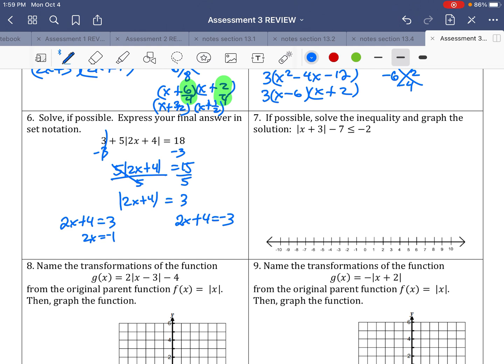Over here, take away 4, so I get 2x equals negative 1. Divide, so I get negative 1/2. Here, when I take away 4, I get negative 7, so my answer is negative 7 over 2.